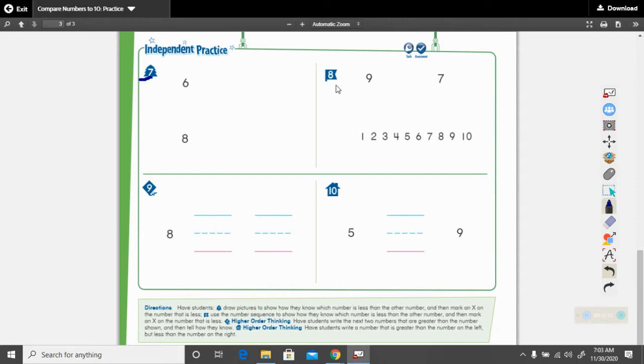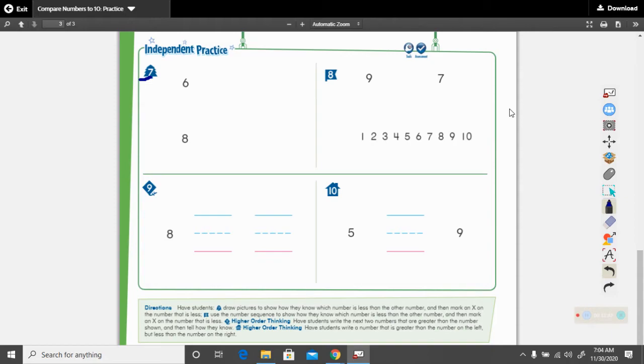Here for number 8, we have a 9 and we have a 7. I would like you to use the number sequence just like we did in the independent practice. Draw a line from the 9 to the 9 in the number sequence. Draw a line from the 7 to the 7 in the number sequence. And then you need to put an X on the number that is less than the other number.